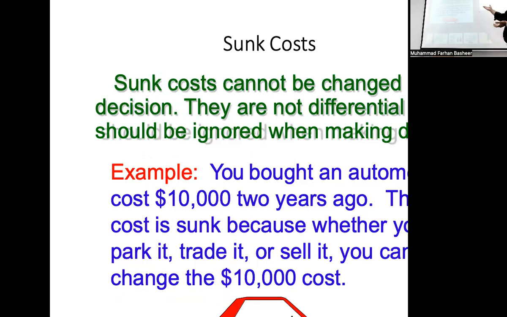You bought an automobile that cost 10,000 2 years ago. The 10,000 cost is sunk, because whether you drive it, park it, trade it, or sell it, you cannot change the 10,000. मतलब वो हो चुका है. Now it's useless to cry over spilt milk. अब पछताए क्या हो जब चिड़िया चुग गई खेत.